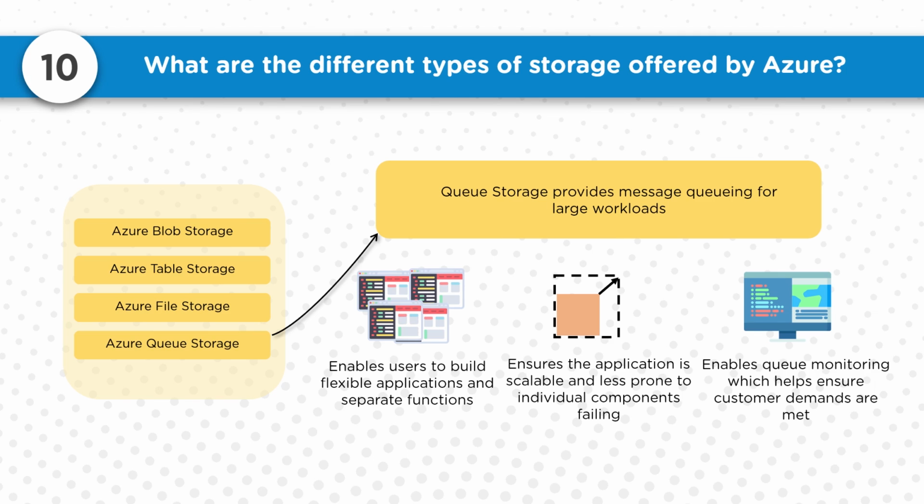Queue storage, in short, provides message queuing for large workloads, and it enables users to build flexible applications and separate the functions from one another, so one failing doesn't affect another application which is running healthy. It ensures the application is scalable and less prone to individual component failures because the components are decoupled. It also helps in monitoring the queue, which ensures the customer's demands are met. The queue is a great component to monitor, so we understand how much peak we have reached for a particular application, service, or container.